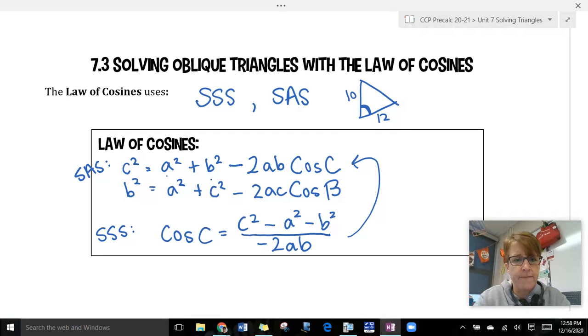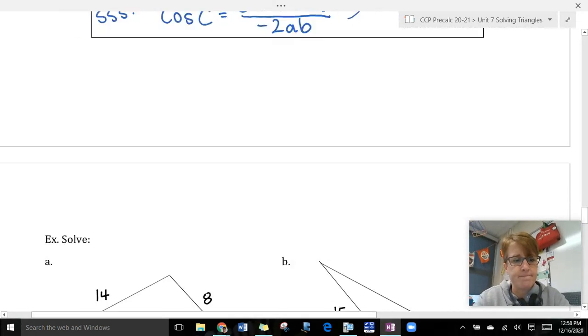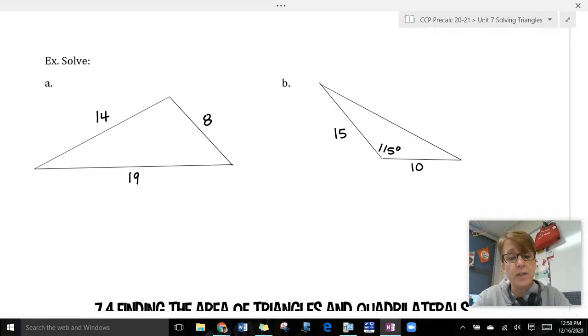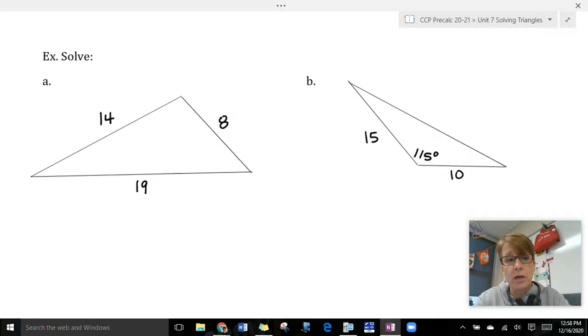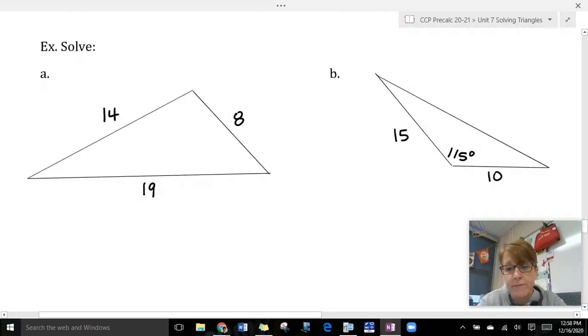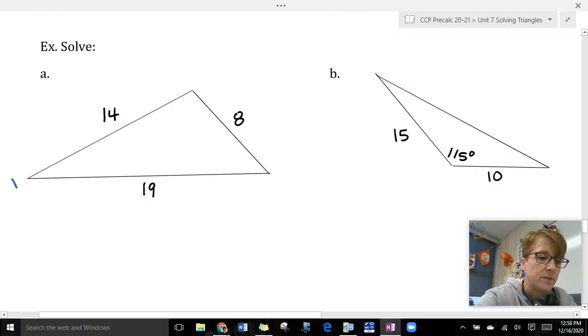So let's just solve a triangle here. Okay, so here I have two triangles, and you can see that both of these are law of cosines problems. Because if you look at the first problem, I've given you all three sides. And again, I'm going to go ahead and label stuff. So I'm going to go A, B, C.